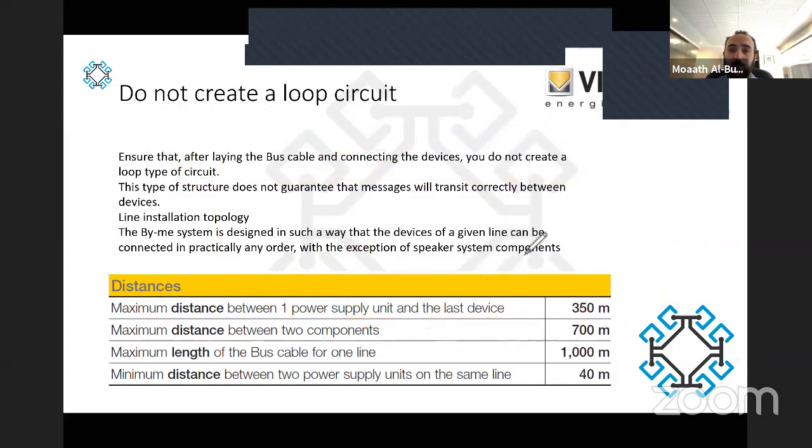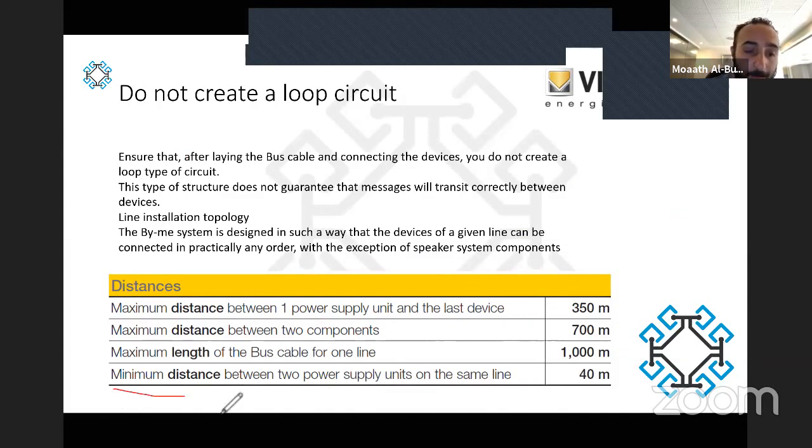Great. So let's continue. The maximum distance between two components is 700 meters. The maximum length of the bus cable for one line is 1000 meters. We had our limitation of 350 meters before, and then the 700 meters, and now the 1000 meters. So please do not go over 350 meters. That's the best practice.